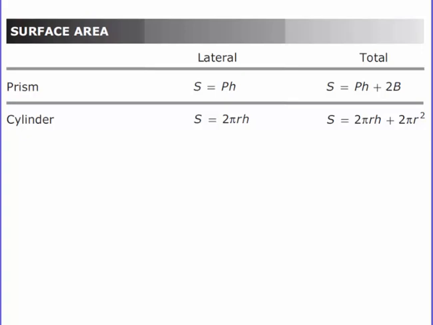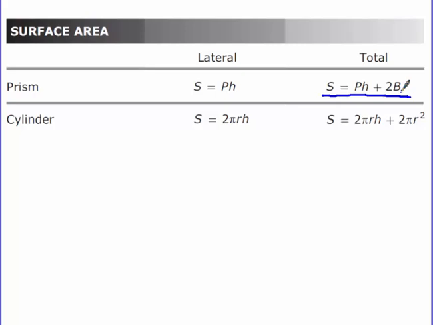So let's talk about our formulas once again. In order to find total surface area of a prism, all we're going to do is use this formula. The capital P, remember, stands for perimeter of the base. The H is the distance between the two bases, and the capital B is the area of the base. Now, total surface area is the sum of all the surface areas, the area of all the faces. For lateral surface area, it's the sum of all the faces except for the bases.